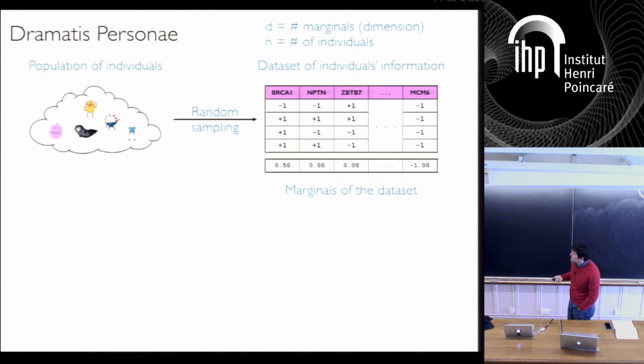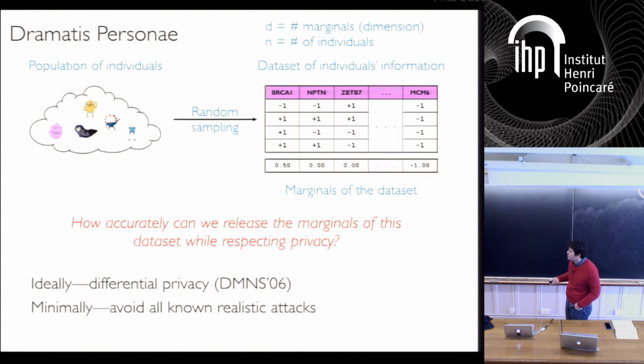This is an extremely basic problem. Pretty much anything you can ask about a data set is strictly more general than this problem, so it's a good place to start. And the question that I want to ask is how accurately can we release this vector of marginals on this data set while respecting privacy?